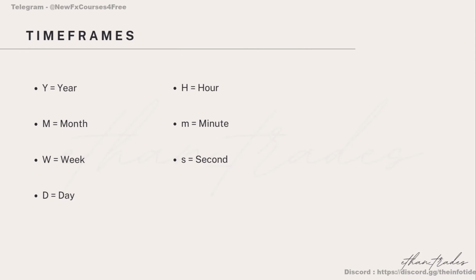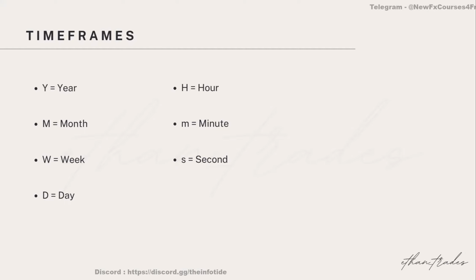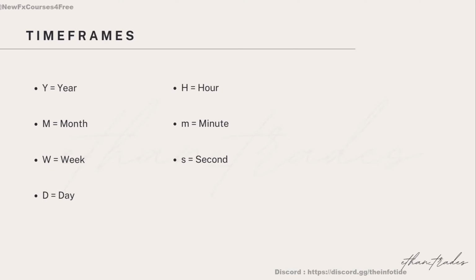Before moving on, I just wanted to quickly cover time frame abbreviations as well. A capital Y refers to a yearly time frame, a capital M refers to a monthly time frame, a capital W refers to a weekly time frame, a capital D refers to a daily time frame, a capital H refers to an hourly time frame, a lowercase m refers to a minute time frame, and a lowercase s refers to the seconds time frame.